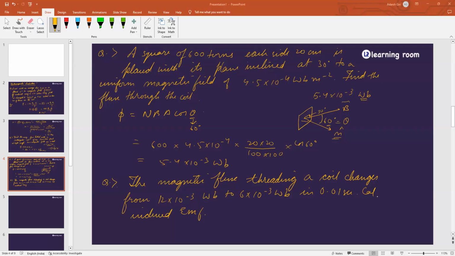0.6. So the answer is 0.6. 0.6 volts. Very good. It is 0.6 volts. Anybody else with the same answer? This is correct.